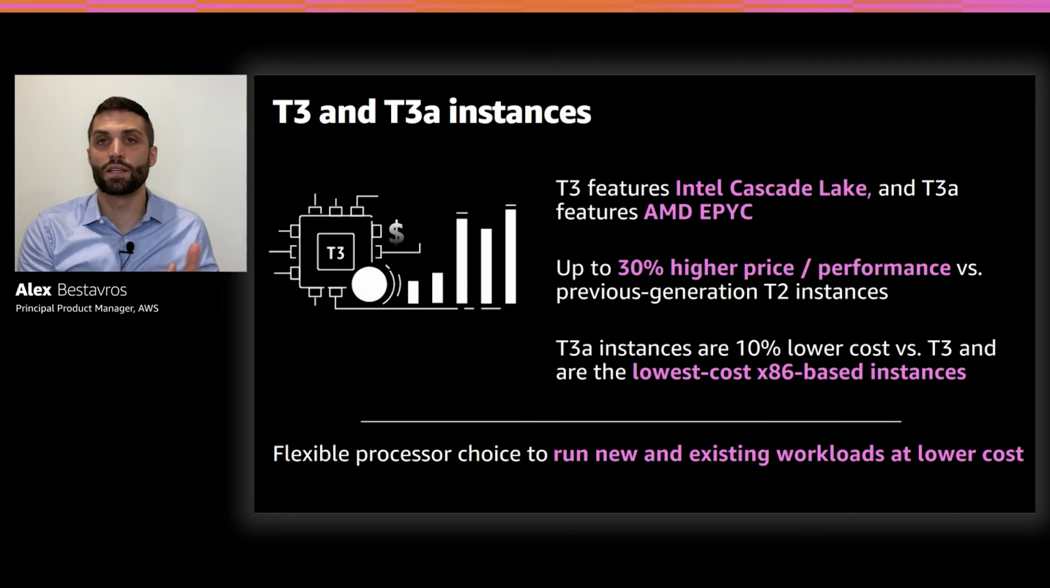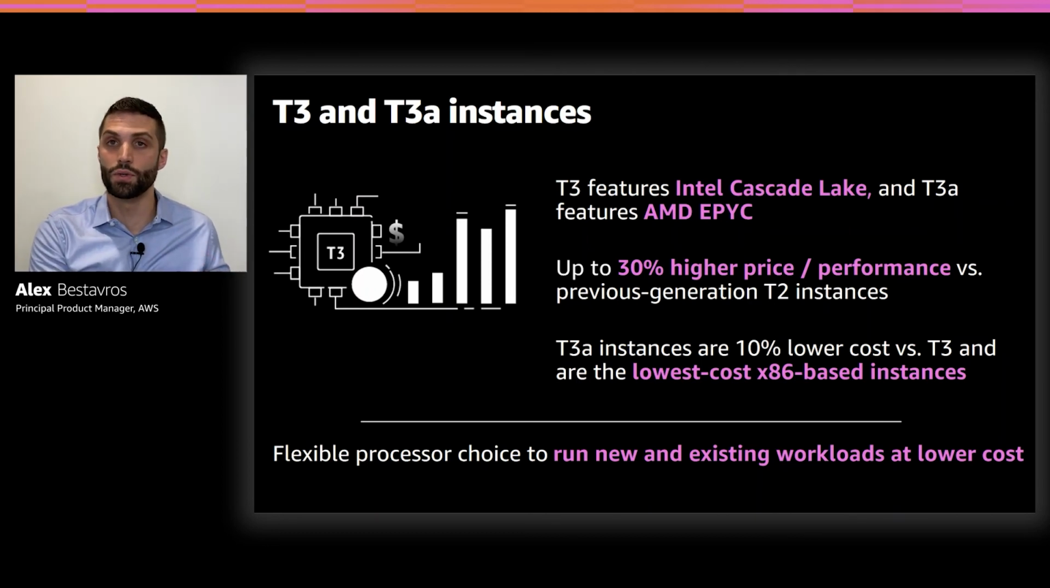The T3 instances, as we talked about earlier, those are going to be 10% lower cost than what we offer on T2 and up to 30% higher price performance. And the T3As are really enabled to drive down the economics, right? So another 10% discount on top of T3. So providing a very cost-effective way for you to run your x86 workloads. So a lot of flexibility here, right? You got Intel on the price performance side, and then you have T3A for even better costs and economics.